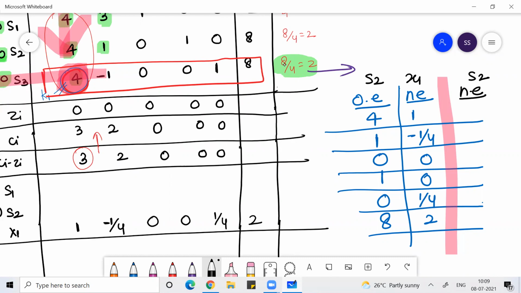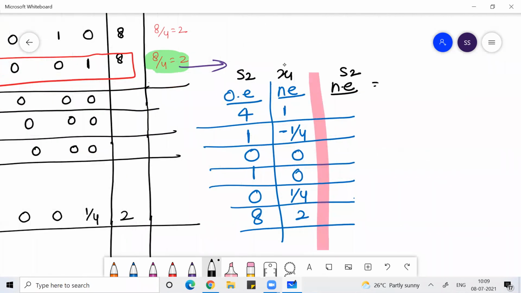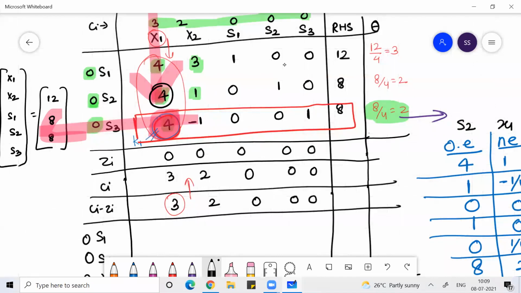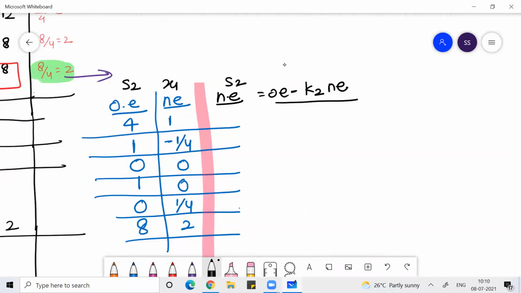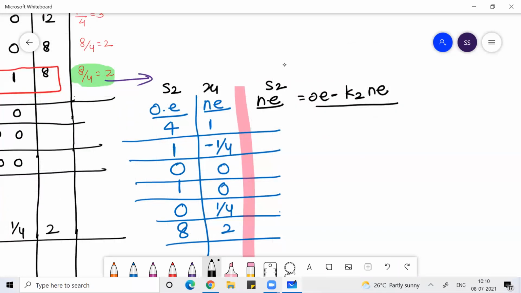For that, we'll use a formula called old element minus constant into new element. So what is your constant here? For S2, this is the constant. So the constant here is 4. You actually use the formula old element minus 4 into new element. So old element is 4, minus 4 into 1. That's 0.